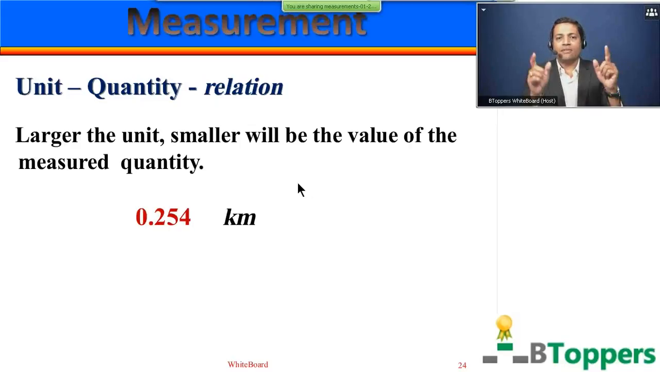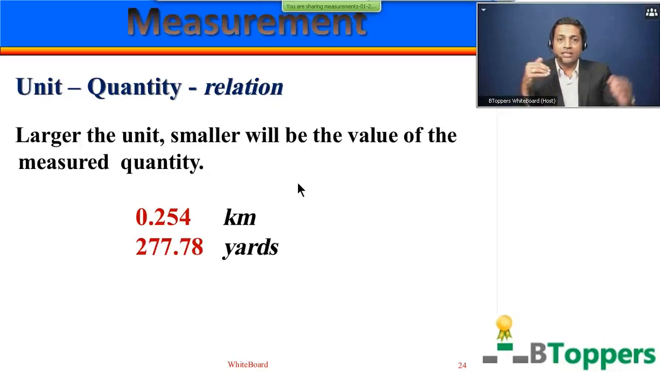What does it mean? Suppose you have a length of 0.254 kilometers. So the unit here is kilometers. That is a very large unit. And the number is 0.254. If you measure it in terms of yards, yards is a smaller unit. Therefore, the number has now become 277.78. So the same 0.254 kilometers, if you want to write it in terms of yards, it will be 277.78 yards. So smaller the unit, the larger is the number.